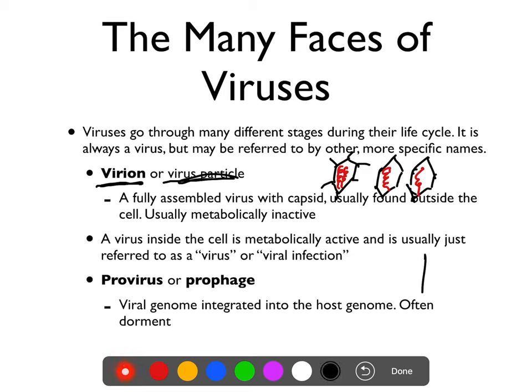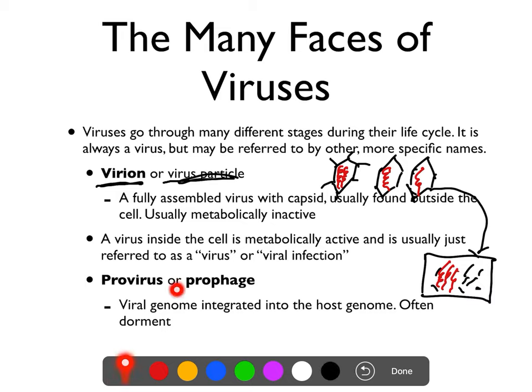Once a virus gets inside of a cell, the cell is infected with the virus, but you can't really tell how many viruses are in there. You've got a bunch of viral DNA doing its thing, and a bunch of viral pieces being made. I can't say how many viruses are in that cell. The cell is just now virally infected. It's not distinct particles. So inside the cell, it's usually just called a virus or a viral infection, because it's not really distinct. It's sort of smoothed out everywhere.